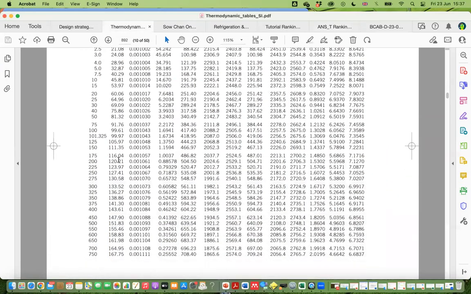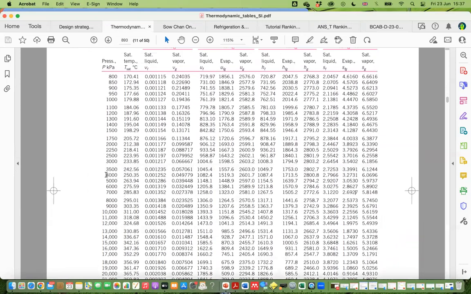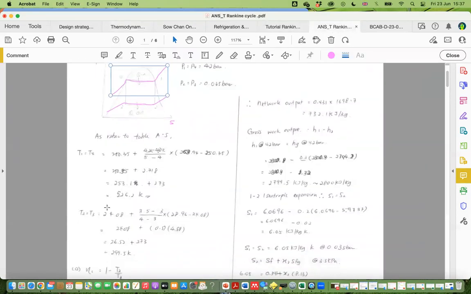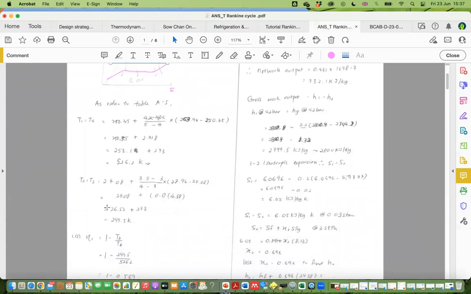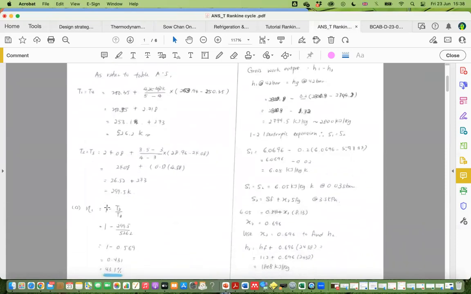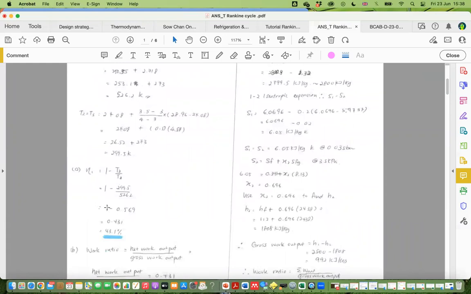So 42 bar is 4,200 kilopascal, so it's between these two. You use these two lines to find the temperature. As for T2 and T3, you have to refer to the low pressure to do the interpolation. Once you have the high temperature and low temperature, then you can find the efficiency using the Carnot cycle equation.